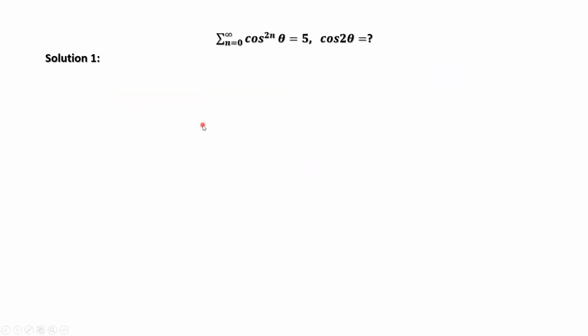The first method, we are going to use the cosine double angle formula. Cosine 2 theta equals 2 cosine theta squared minus 1. Now we need to find cosine theta squared.